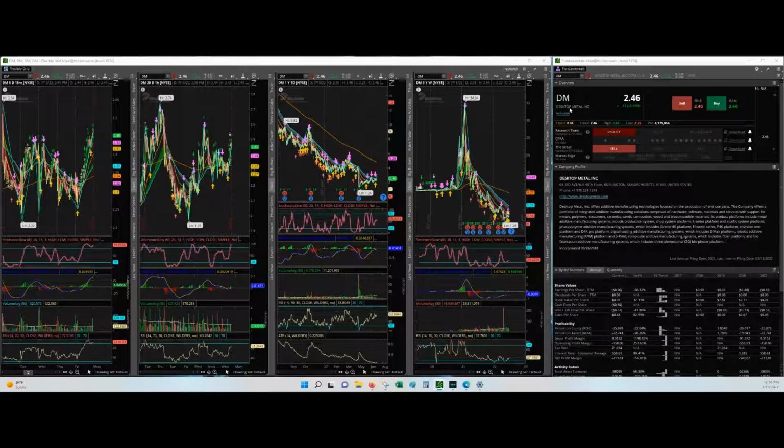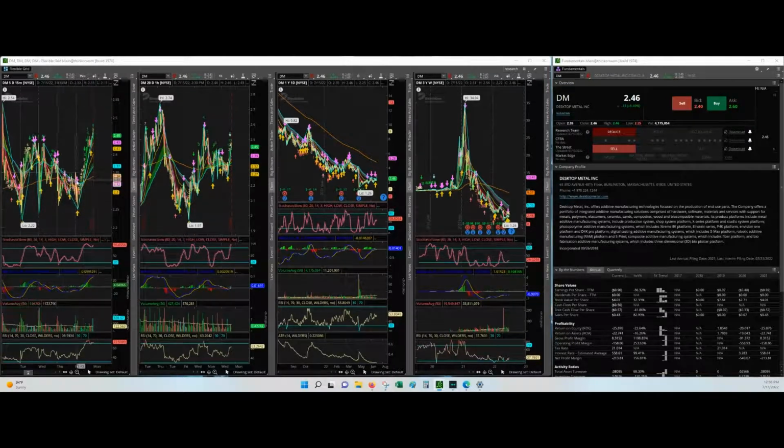The first one is Desktop Metal. This is in industrials. I like having the analyst ratings here to see what the other analysts are saying, and they're saying reduce and sell. And let's take a look at these charts.